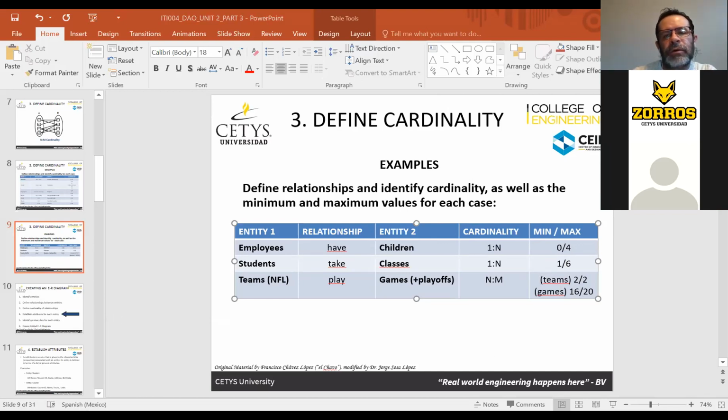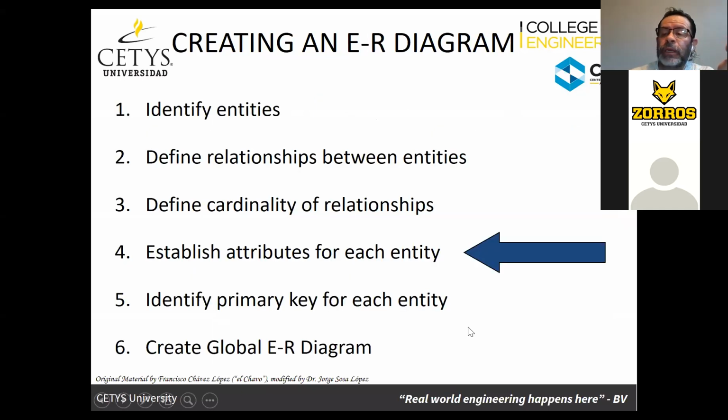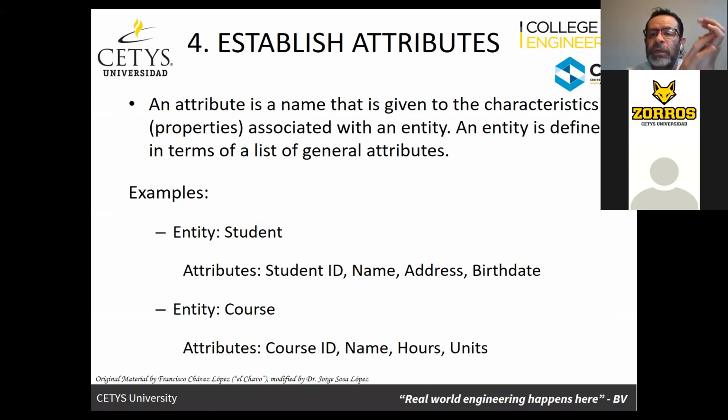the next thing we're going to do, and I noticed that some of you already started doing this for the exercises that I asked, is that once we've defined the relationships and identified the cardinality, we want to establish the attributes for each entity, okay? And so what is an attribute? An attribute is a name given to the characteristics or properties that an entity has. And basically, an entity is defined with regards to its attributes.